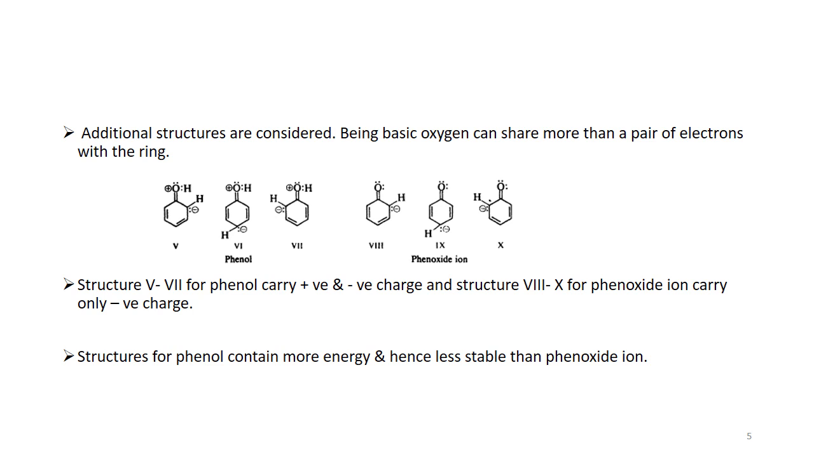Whenever there is a structure having positive and negative charge, such structures will have more energy and may be less stable. So we can say that phenol is less stable compared to phenoxide ion. That means phenol will have more tendency to exist as phenoxide ion. So in order to exist as phenoxide ion, phenol should donate a proton to any other base. That property of donating a proton is called the acidic property. So phenols are more acidic. Phenols have more tendency to donate the proton and exist as phenoxide ion because phenoxide ion is more stable.